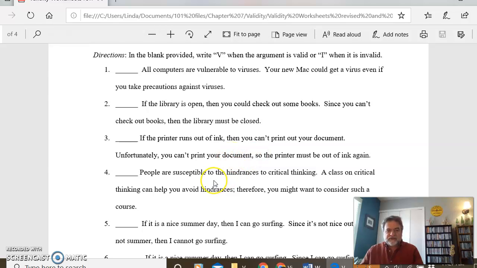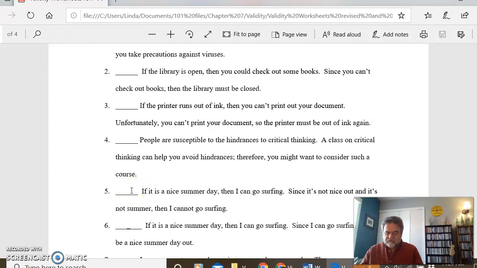Number 4, people are susceptible to hindrances of critical thinking. This is all valid. I think that might be plain. Number 5 might blow your mind, but it's invalid.